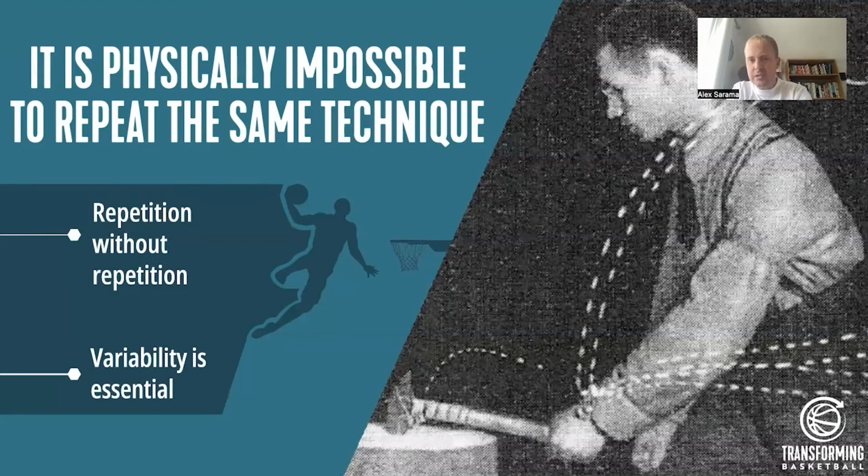What Bernstein actually looked at is how players can solve the degrees of freedom problem by self-organizing to a movement solution, such as a jump shot, which is functional. And this is where Bernstein's research was so pioneering, because he found that at the same time, it's physically impossible to repeat the same technique. Even in a task such as a blacksmith striking their hammer, there was enormous variability.